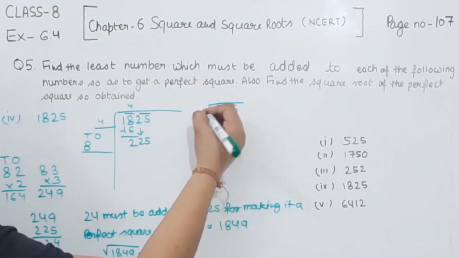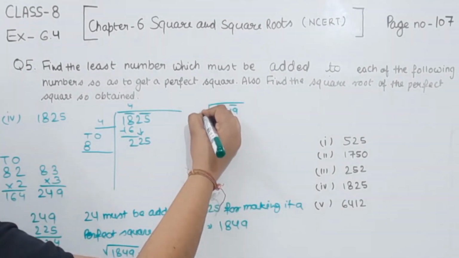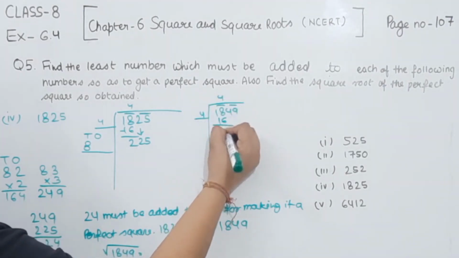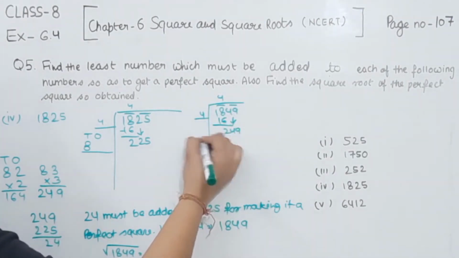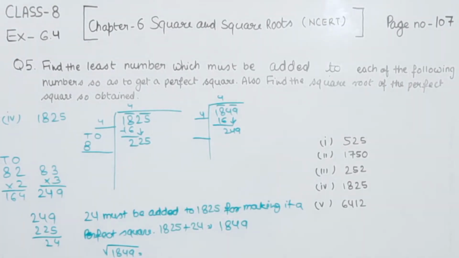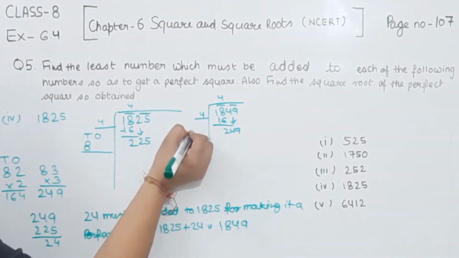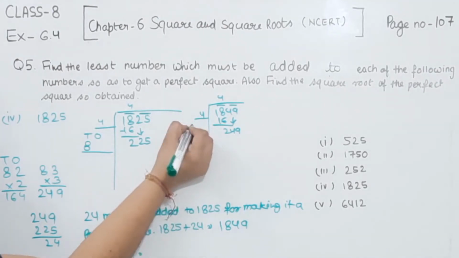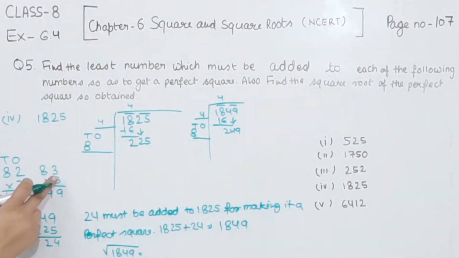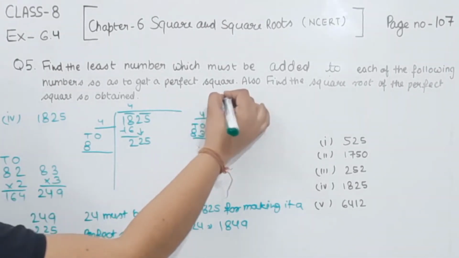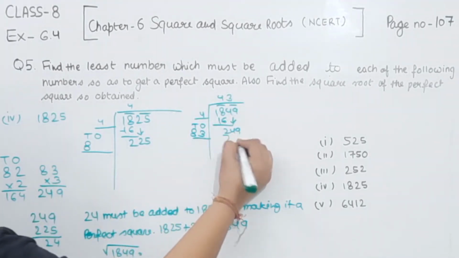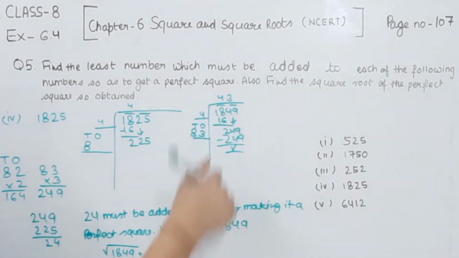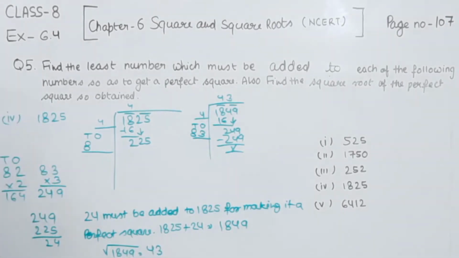So we are having 2 pairs. Now first of all we are going to take 4 4s are 16, remainder 2, and this one we are having. Now the number we are having 249. Now we are going to double this one. This is 4 2s are 8. This is the tens place. We have to find the ones place. Now 83 3s are 249. We are not having any remainder. So I'm going to write here 43. Root 1849 is equal to 43. This is the part 4.